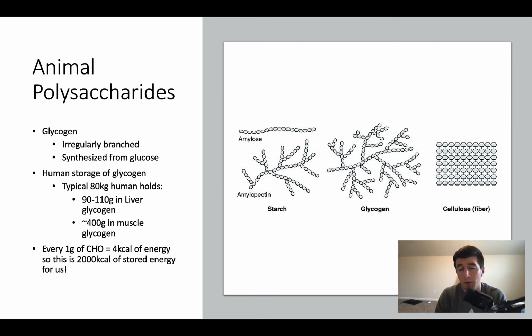Glycogen is the primary storage form of carbohydrate inside of an animal. So we're going to store it in our liver and we're going to store it inside of our muscle. Realistically, we have about 500 grams of glycogen stored. We have about 100-ish grams of glycogen stored inside the liver and about 400 grams stored inside of the muscle.